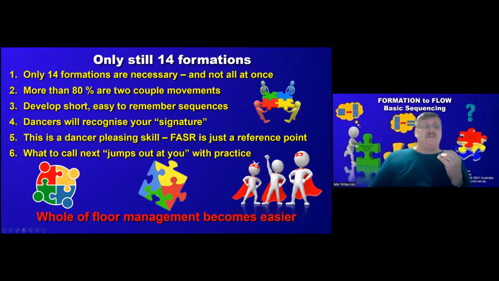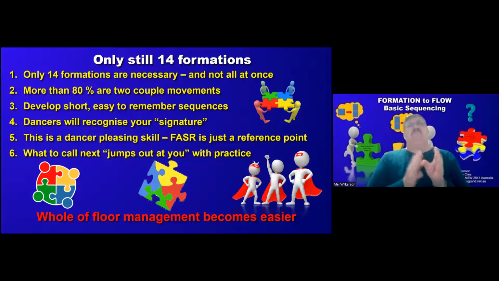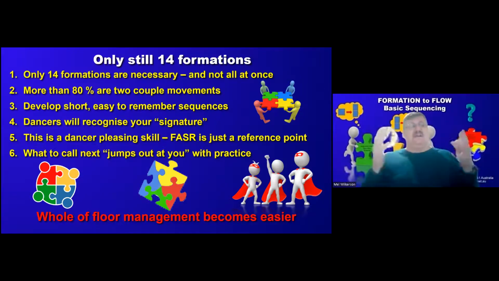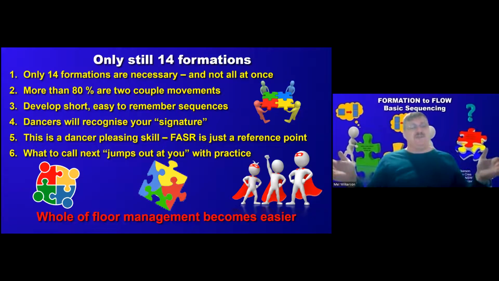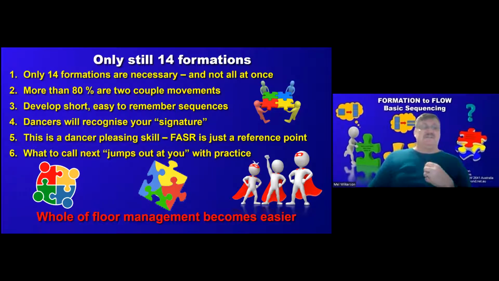Okay, so remember, there's still only 14 formations that are necessary to learn, and you don't have to learn all of those at once. You've also got to remember that 80% of your movements can be done as 2 couples. And if you take that 2 couple work of movements and expand it to the 8 dancer analogy, if you've got a 2 couple change, you've got a 4 couple formation change. It's that simple. You've got to learn to use these skills to your advantage.